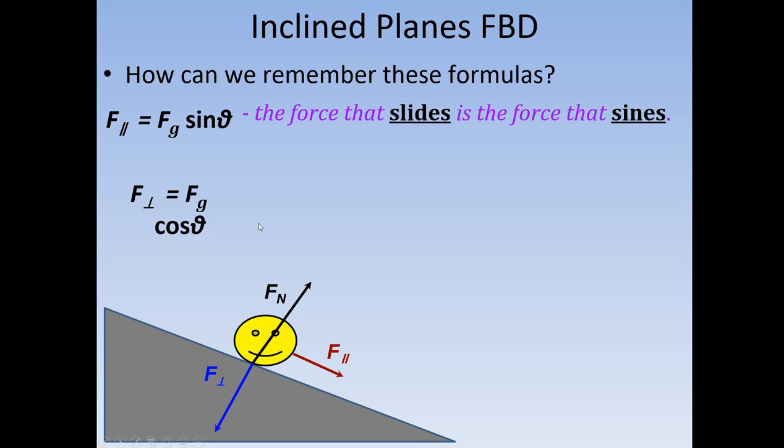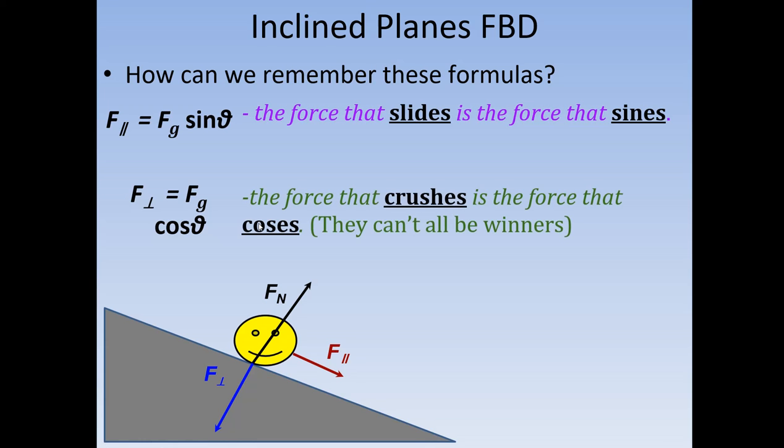Unfortunately, there really is no good way for the perpendicular one. The best one that I can come up with is the force that crushes. Again, they can't all be winners, but basically the perpendicular force is what's actually pulling it into the ramp. So if this number becomes too big, it will actually crush the ramp and go into the ramp. So parallel causes it to pull down the ramp, perpendicular pulls it into the ramp.